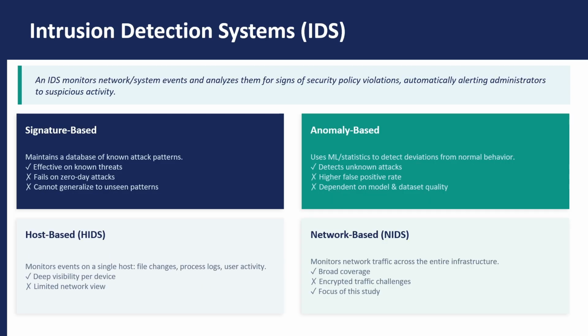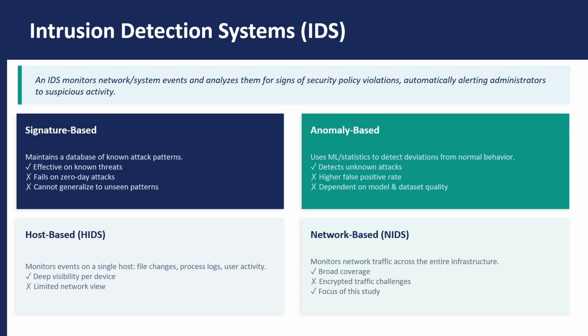Intrusion detection systems. So, what exactly is an intrusion detection system? At its core, an IDS monitors network or system events and analyzes them for suspicious activity, automatically alerting administrators when something looks wrong. There are two main detection paradigms. The first is signature-based, which works by matching traffic against a database of known attack patterns. It's highly effective on known threats, but it completely fails against zero-day attacks or anything that hasn't been seen before.